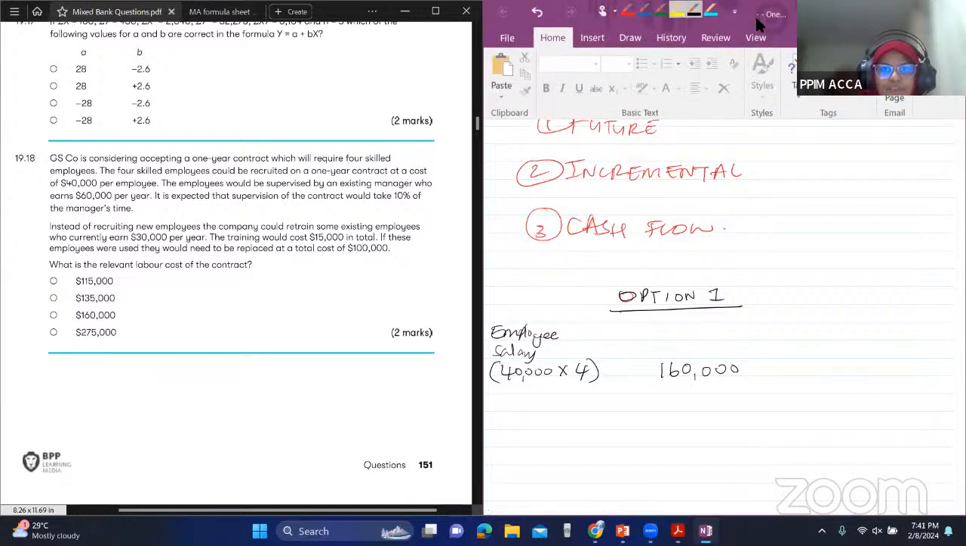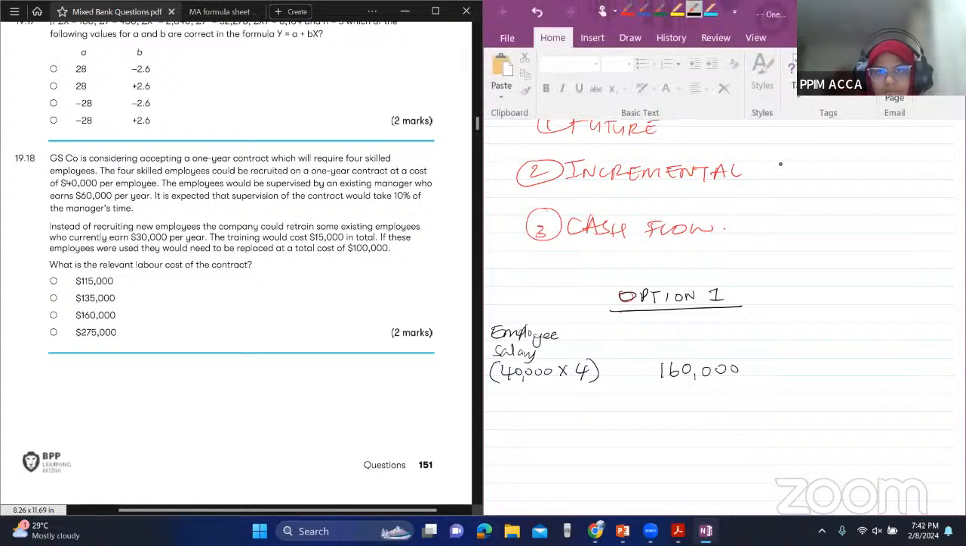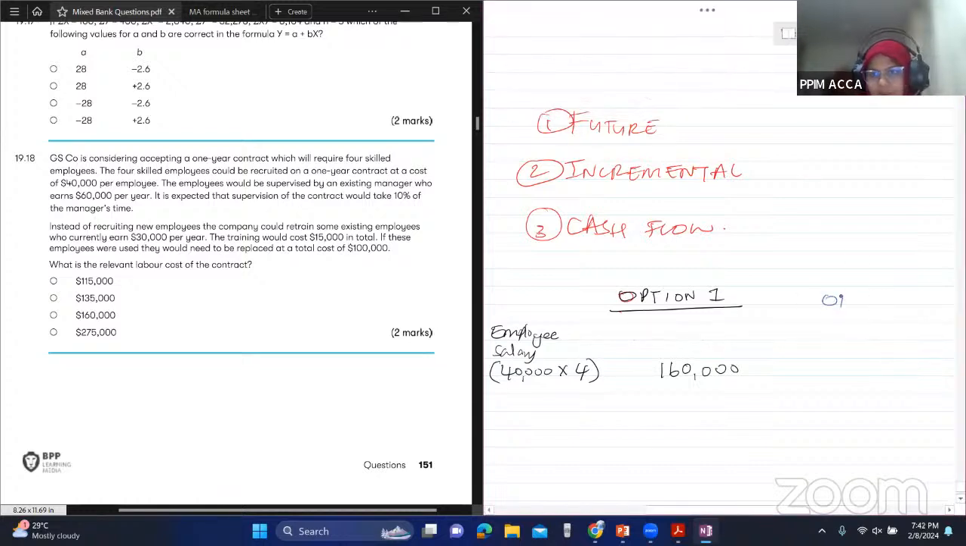Then let's look at option 2. So what is that? Instead of recruiting, you can retrain some existing employees who currently earn 30,000. Training will cost 15,000. Now, the currently earning 30,000 is not incremental. It's already existing. But the training, that is incremental. It's a future cost. You will have to incur it, incremental cash flow. So the 15,000 will be relevant.